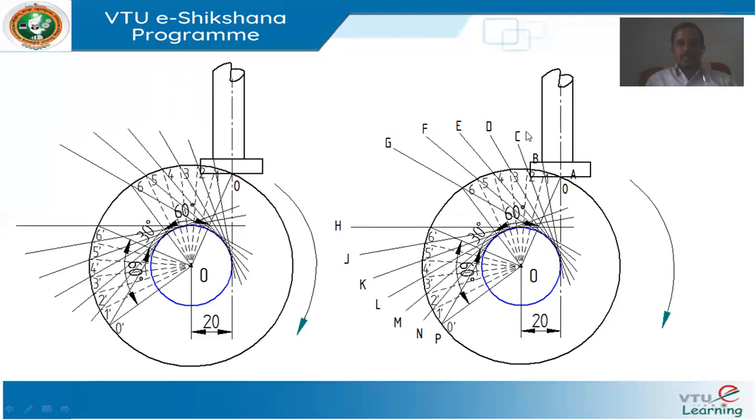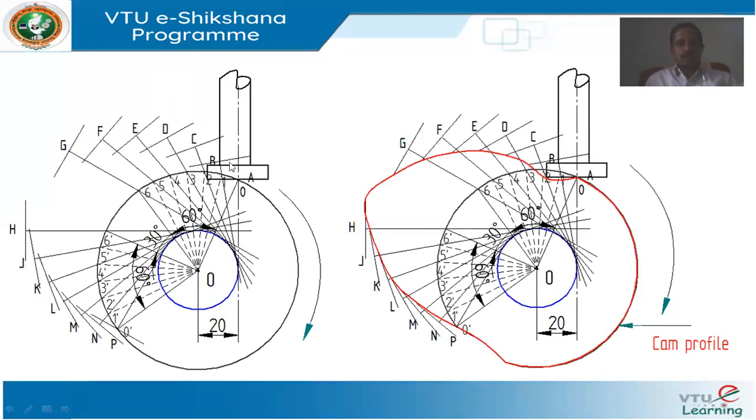After marking these intersecting points, in the next step, through all these intersecting points, we need to draw lines. These lines are equal to the length of the bottom of the flat face. So these lines represent the bottom of the flat face. Similarly, through B, perpendicular to this tangent path, through C, D, E, F, G, perpendicular to these tangent paths. During return stroke, through H, J, K, L, M, N, P, draw the lines perpendicular to the respective tangent paths.